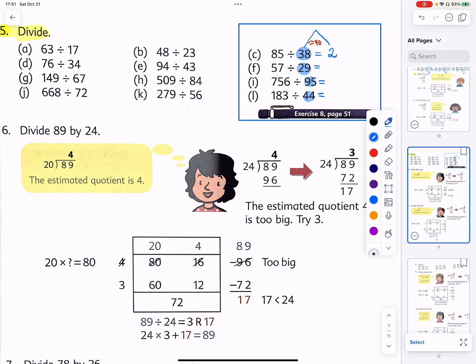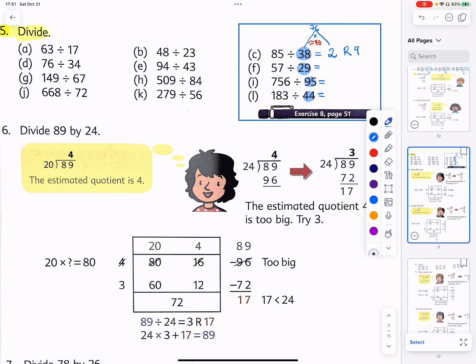38 times 2. My friends, 38 times 2: 30 times 2 is 60, 8 times 2 is 16. It is 76. Therefore, the remainder, 85 minus 76, is only 9.